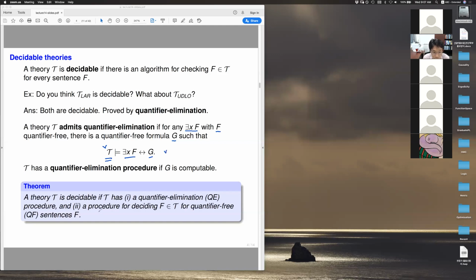And second, we can decide the membership of a sentence in this theory T if we can only focus on quantifier-free sentences. For the quantifier-free part, deciding whether some sentence follows from theory T or not becomes quite easy. That's what the second property is telling us. We can eliminate quantifiers, and second, once quantifiers are eliminated, we can decide whether a sentence follows from a theory or not. If both are true, we can design an algorithm, and we talked about this algorithm last time.